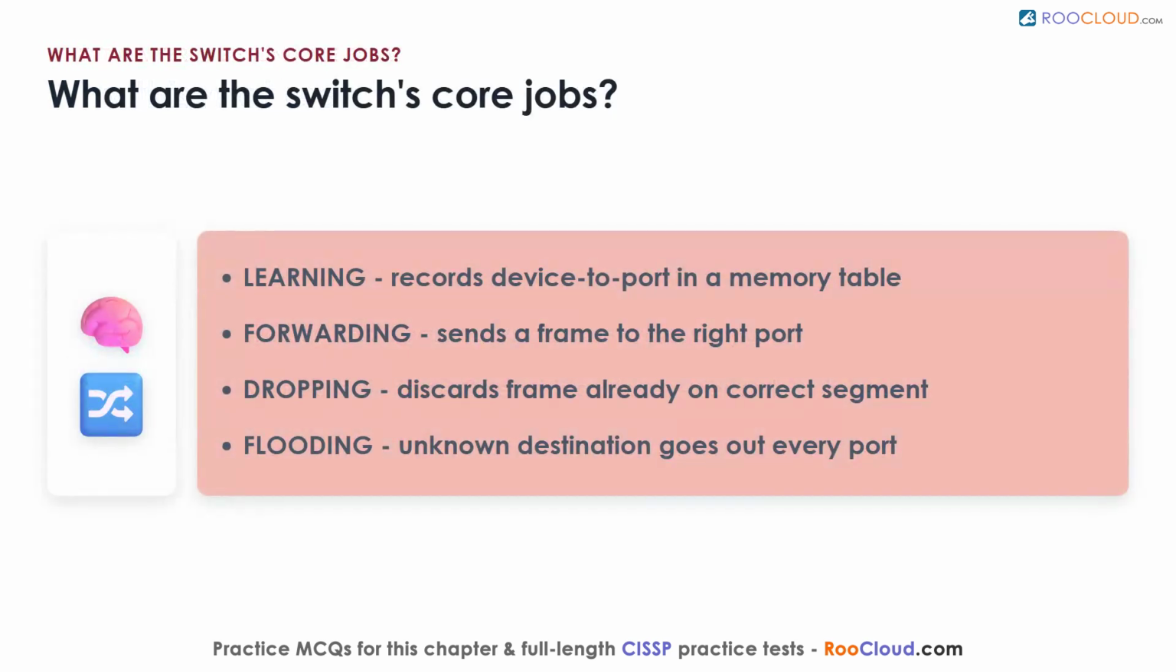What are the core jobs a switch performs? A switch is the everyday device that moves frames, operating mainly at layer 2. An unmanaged one has no settings, while a managed one gives you real control. It runs on 4 simple actions.